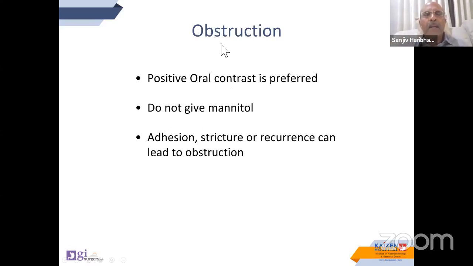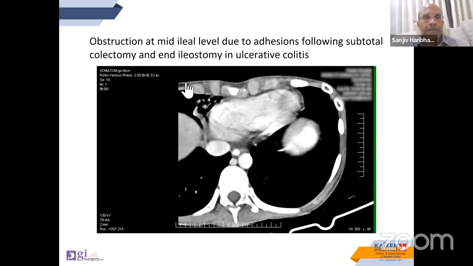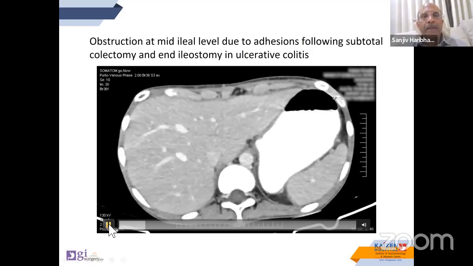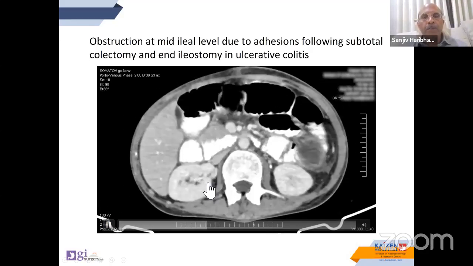And the major advantage of doing a CT scan in a postoperative or a subacute obstruction in the postoperative period is that sometimes because of the osmotic effect of the oral contrast, the obstruction does open up and the patient is relieved of the obstruction. So that is one of the therapeutic roles of using an oral contrast in the postoperative period to get rid of the obstruction. Now, this is a patient who had an obstruction of the mid-ileal level due to adhesions.